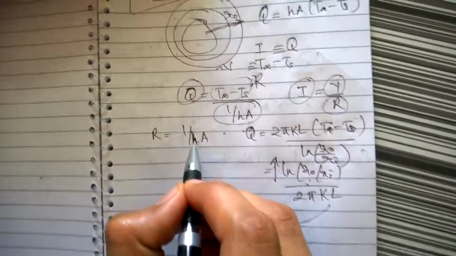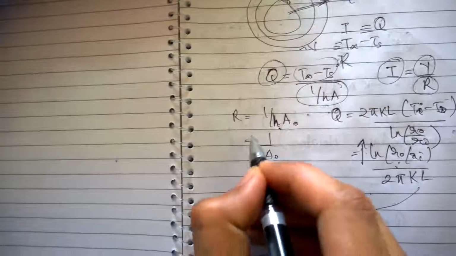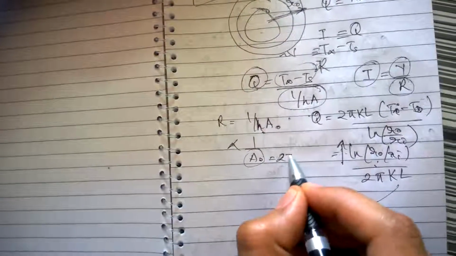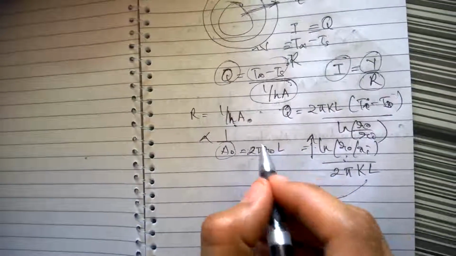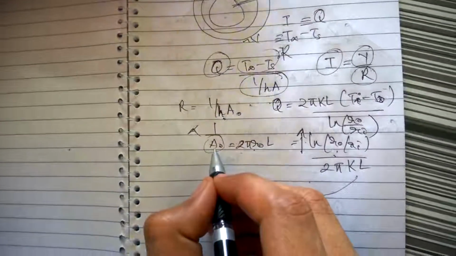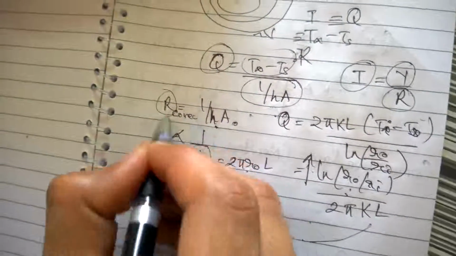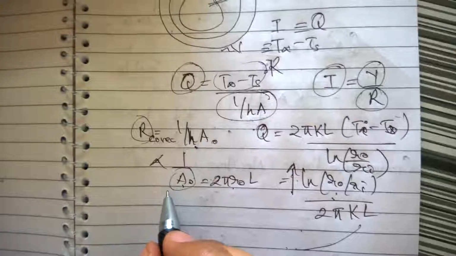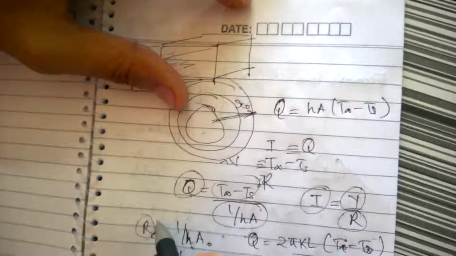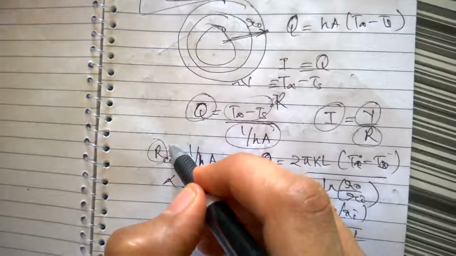But if you look at the convective resistance, it is proportional to 1 by Ao. My Ao, which is equal to 2 pi Ro times L, my outer surface area, is increasing, but my 1 by Ao will start decreasing. That means my convective resistance will start decreasing, right? So it so happens that as you keep increasing your R, your convective resistance starts decreasing. And we know if resistance decreases, the flow of heat will increase, right?